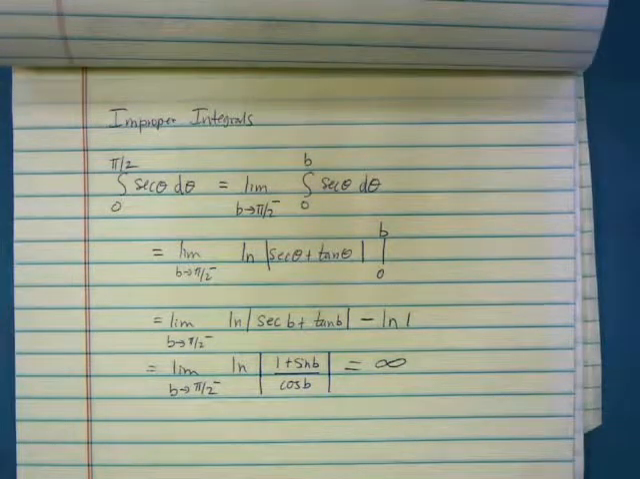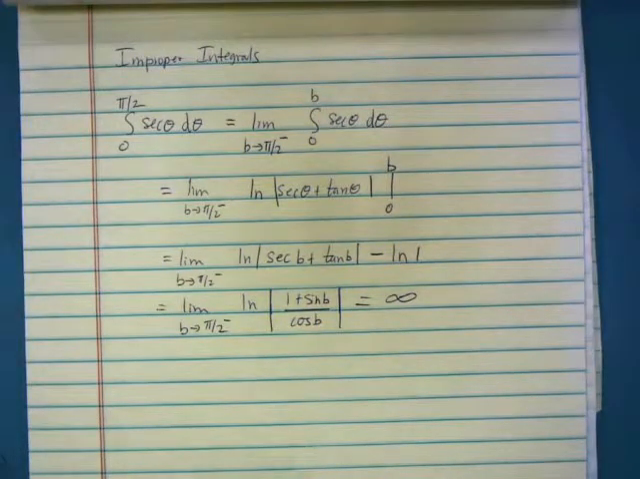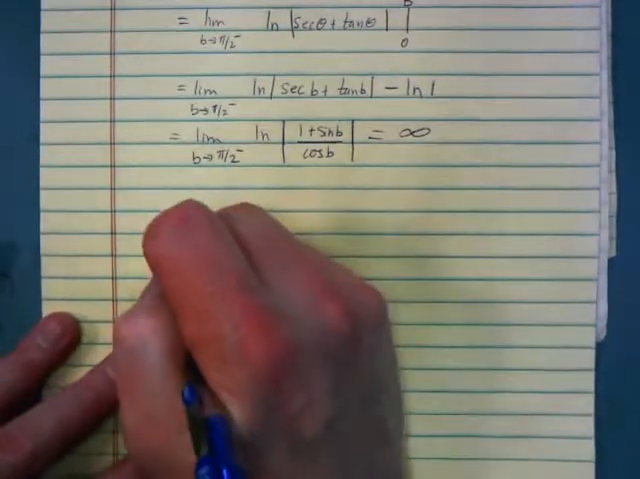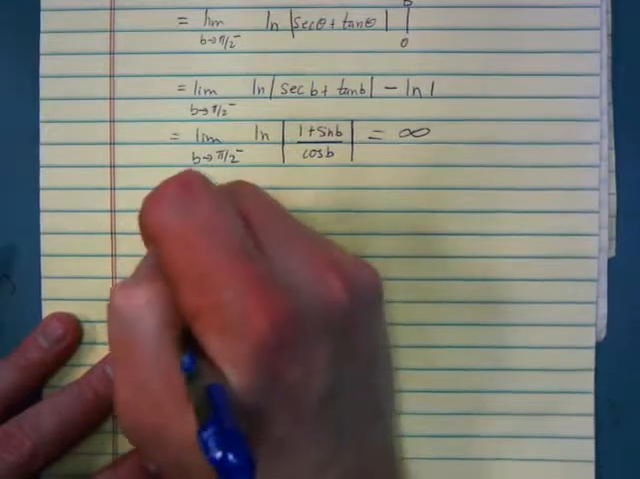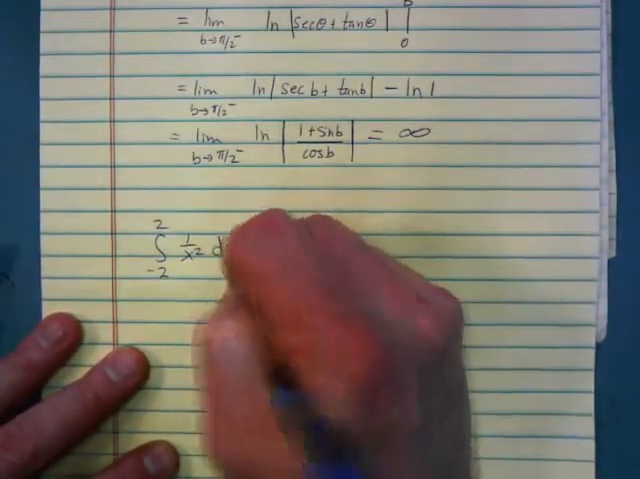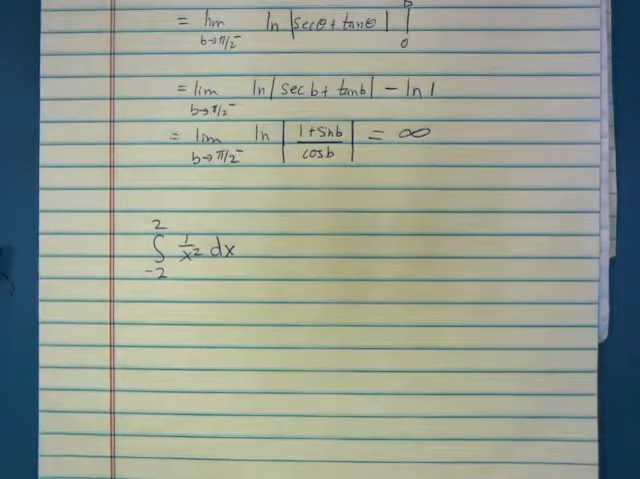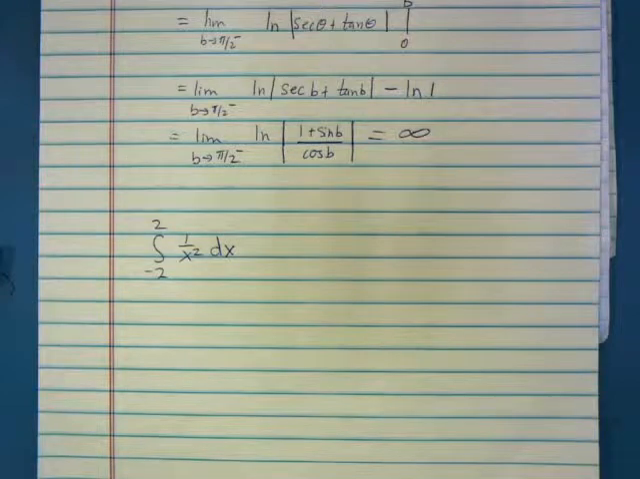All right. Now, I think the last thing we need to do with improper integrals, a thing we haven't done yet. What if I gave you the integral from negative 2 to 2 of 1 over x squared dx? Why is that an improper integral? Because it has 0 in the middle, and 0 is a point of discontinuity.